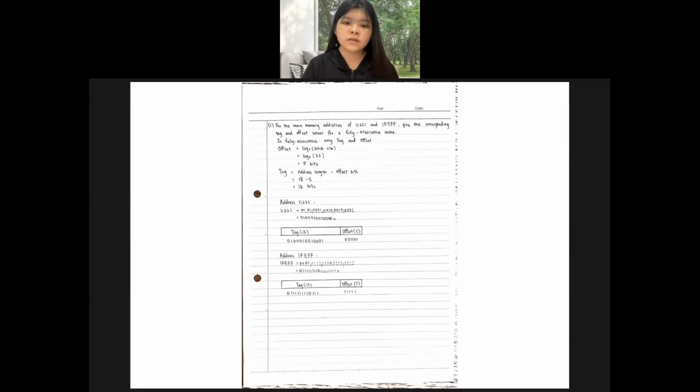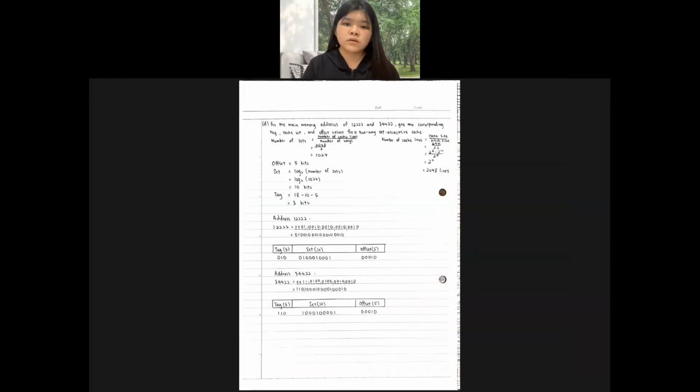And for question C, we are finding for the fully associative cache. So for the fully associative cache, we only have the tag and the offset. The offset uses the formula log2 of the block size, which gives 5 bits, and the tag is equal to the address length minus the offset bits, which is 13 bits. And for the address 11221, we will also use the method as before, so we will get this answer and split into the 2 parts. Also, we do the same with the address 1FEFF.